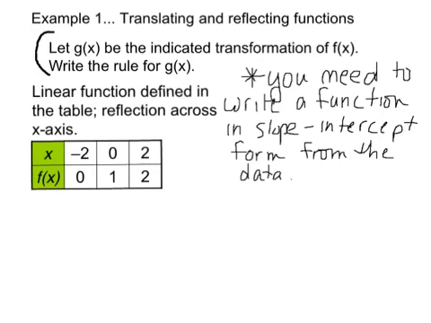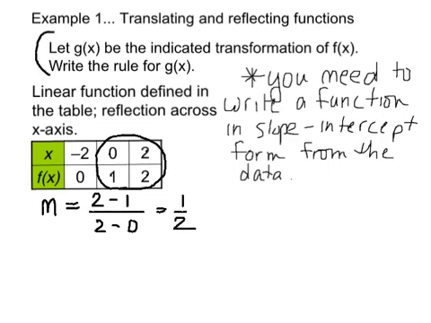So first, slope-intercept form. I need to figure out the slope, just like we did last section. I'm going to grab these 2 points. Okay, change in y, or change in f of x, over change in x. And stay consistent in what order? 2 minus 1 over 2 minus 0. Gives me 1/2.